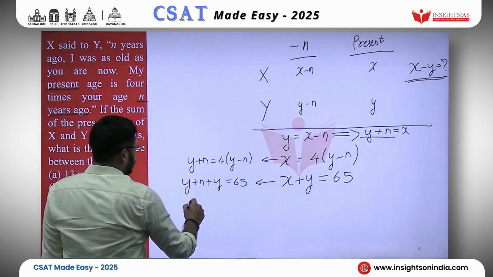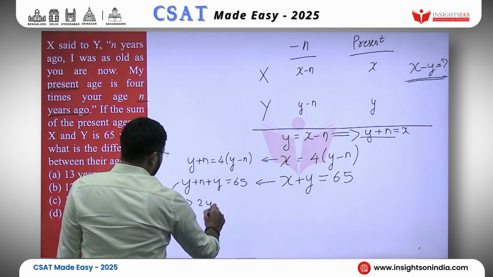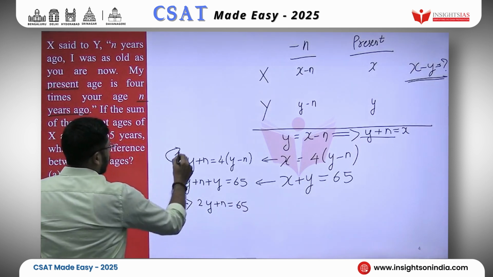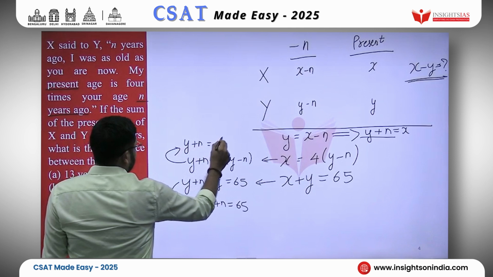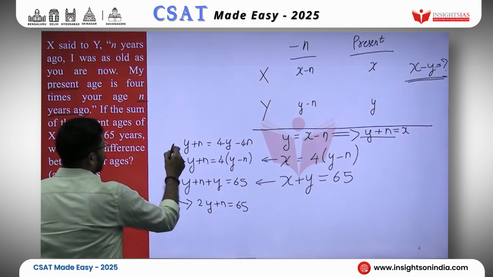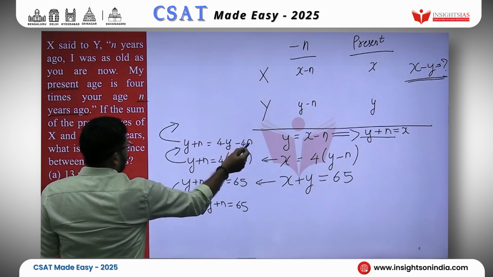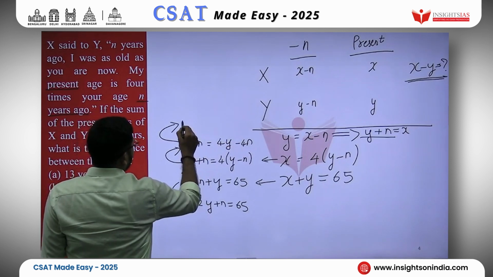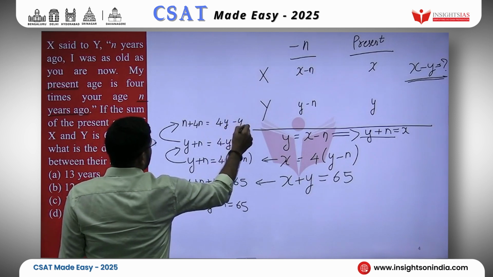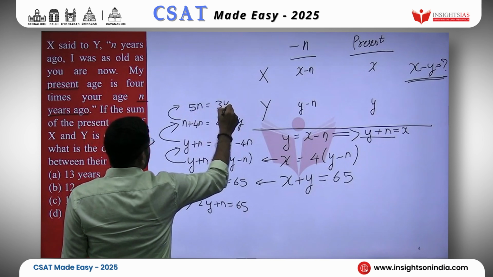First we shall reduce them to their lowest form. This one becomes 2y plus n is equal to 65, and this one becomes y plus n is equal to 4y minus 4n. We shall take y's and n's on the same side. We shall send 4n this side and y that side. So we will have n plus 4n is equal to 4y minus y. That would be 5n is equal to 3y.